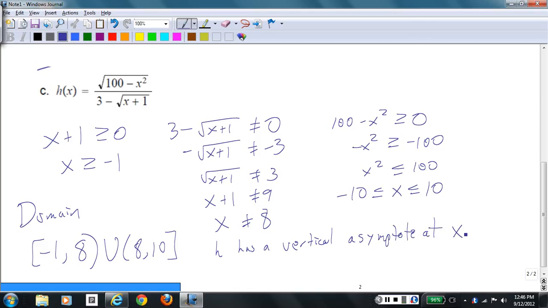at x equals 8. So not only are we saying this is the domain of this function, this is the set of values where this function is continuous. It's continuous on -1 to 8. It's continuous on 8 to 10. We can include the -1, include the 10, obviously not the 8 in either case because that's a discontinuity. And there's a vertical asymptote at x equals 8.